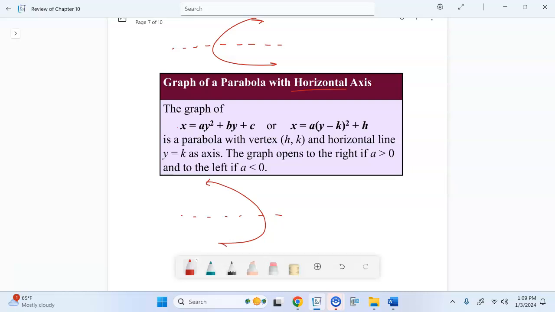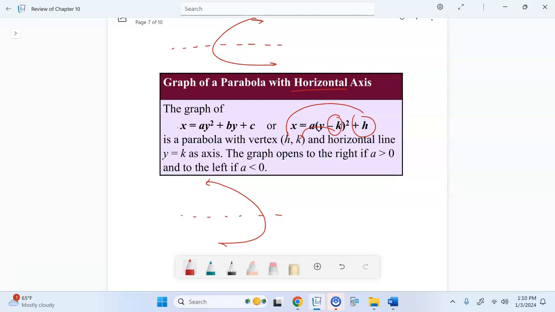It's just the x and the y values are changed. The x and the y values are switched. The vertex will still be the same, h and k as the vertex. We're not switching those. We just look at a different part of the equation. This gives us the x value. This gives us the y value. Okay? So we're looking at part of the equation for the x and the y because we've changed their location.